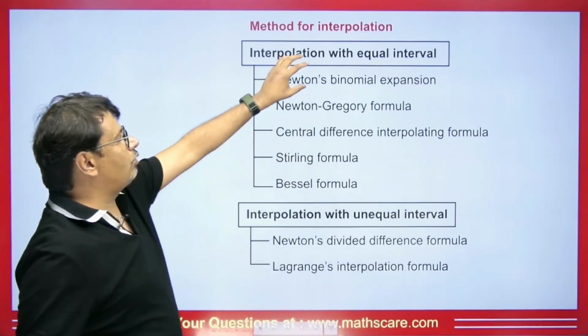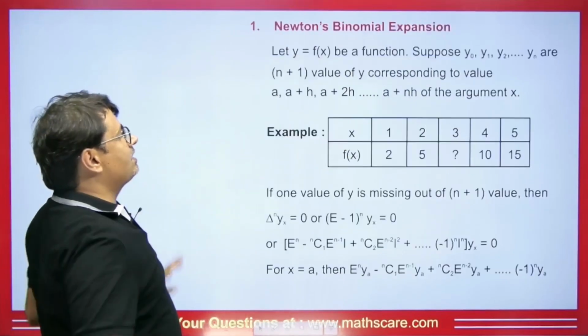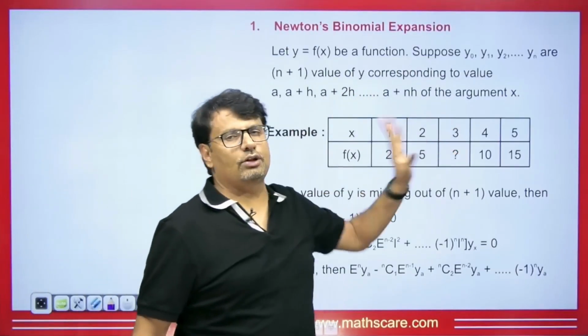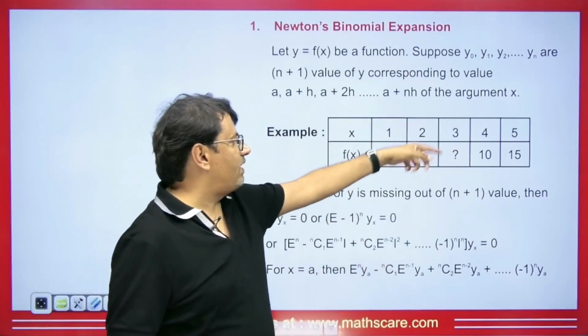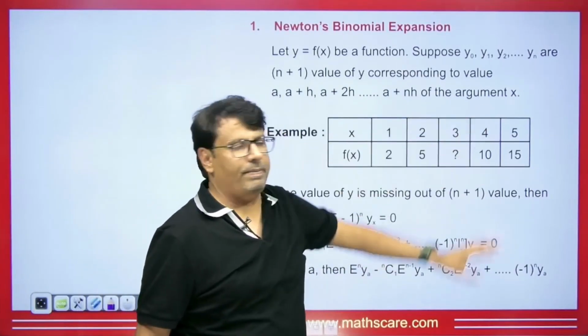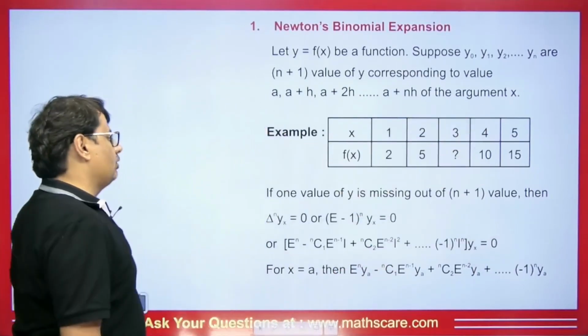Now today I will discuss the concept of Newton's binomial expansion: if there is any missing term, how do we find it? Like we see here, 1 is followed by 2, 2 is followed by 5, 3 is missing, then 4 is followed by 10 and 5 is followed by 15. So what will we do?